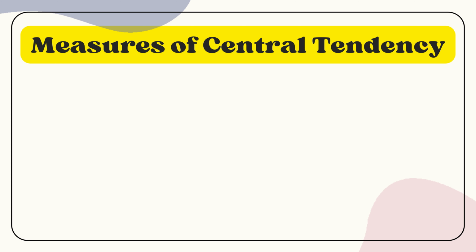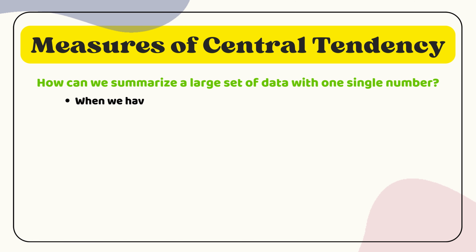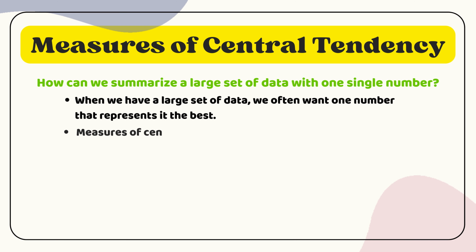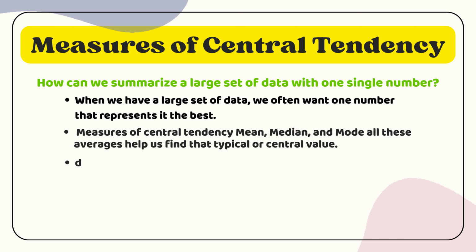Today, we are learning about measures of central tendency. So, how can we summarize a large set of data using just one number? Whenever we have a big data set, we often want one single value that represents it the best. That is where the measures of central tendency come in. That is mean, median, and mode. These averages help us find the typical or central value of any dataset. In simple words, they help us understand the center or the middle value of the data.